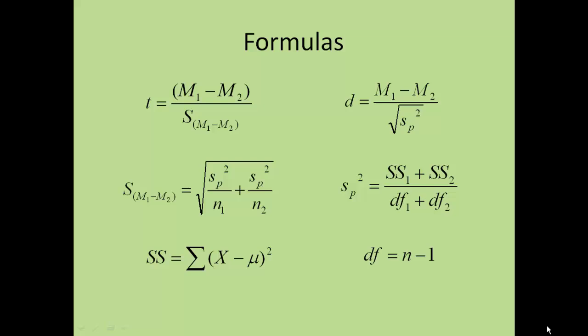And to know the pooled variance, we have a formula for that, and you need the sum of squares and the degrees of freedom. And we have a formula for the sum of squares and a formula for the degrees of freedom. So we have all the formulas that we need to calculate our t. And if you're wondering what that d is, it's Cohen's d, and it's the measure of effect size that we'll be using.